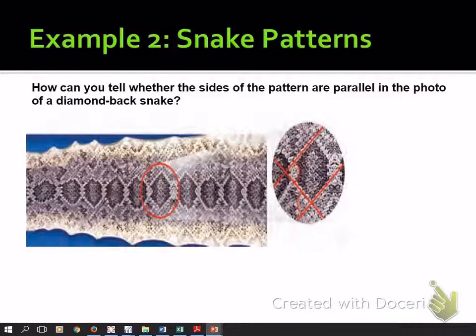All right, so putting this to use. Here is the pattern on the snake skin of a diamondback snake.